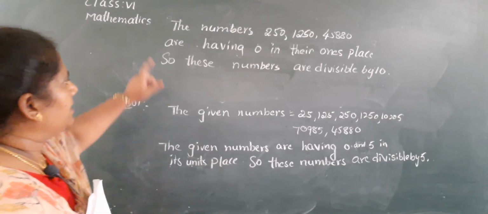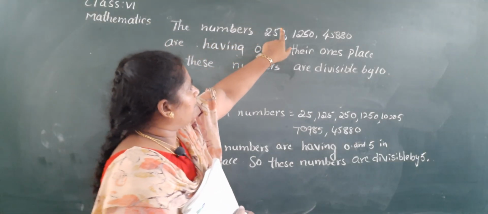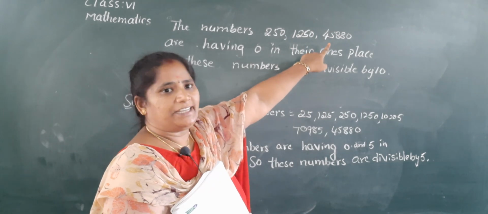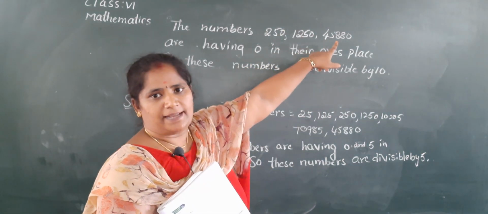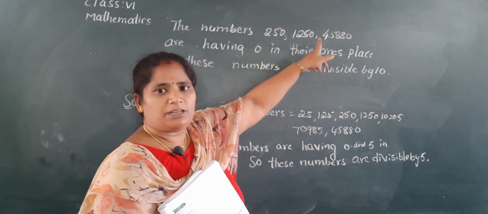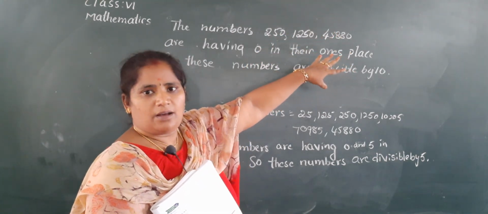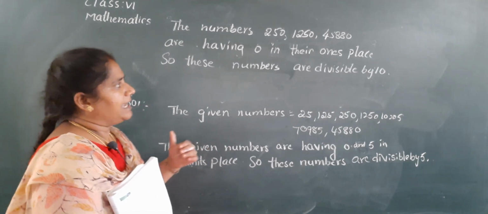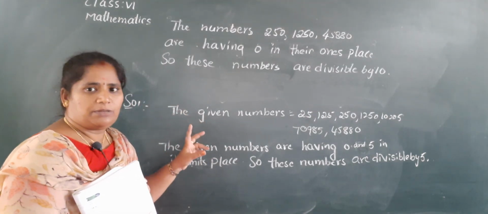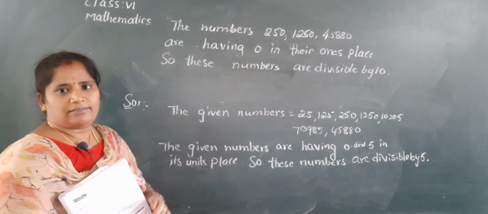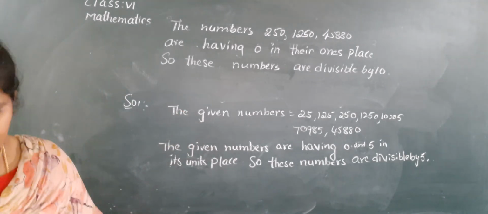So if you check it, these numbers are also divisible by 5 and divisible by 2. So divisibility by 2 means it's having 0 in the ones place. So these numbers are divisible by both 2 and 5. Okay. So from this we can say, the numbers which are divisible by 10 are also divisible by both 2 and 5. Okay. Write down.